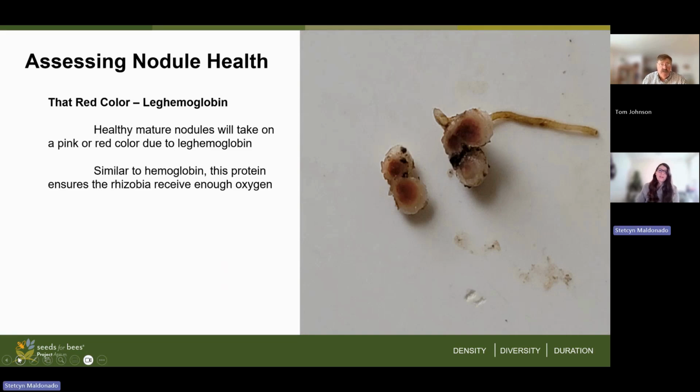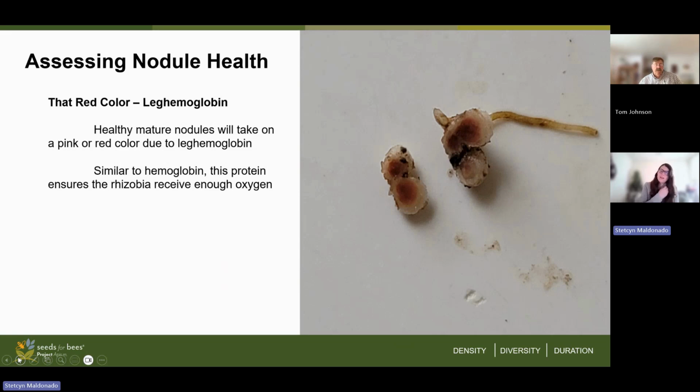So assessing nodule health, you can pick a few sample plants and dig them up and see how well they were colonized and also how healthy those nodules are. It's really interesting, even if you're not assessing it. I would say dig some up just to look at them. You can wash off those roots, assess if there's a lot of colonization, only a little bit of colonization, and you can also cut these open.